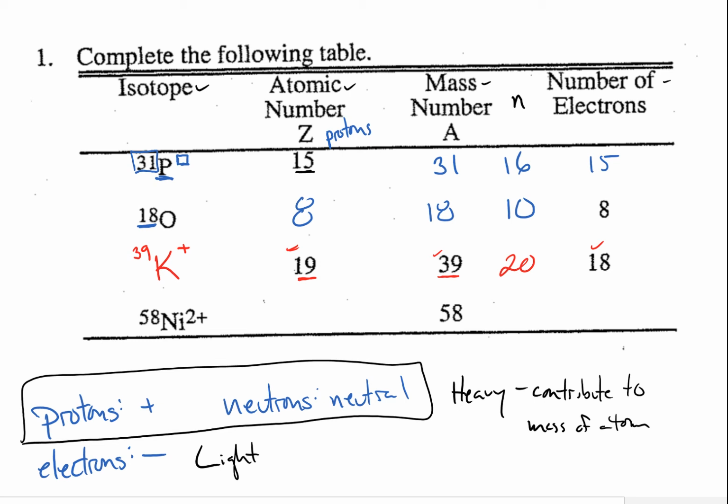Finally, 58Ni2+. This is nickel. Nickel has an atomic number of 28, telling us there are 28 protons. This isotope of nickel has a mass of 58, meaning there must be 30 neutrons. And because we know there's 28 protons and a net charge of +2, there can only be 26 electrons. 28 positive charge, 26 negative charge yields a net charge of +2.